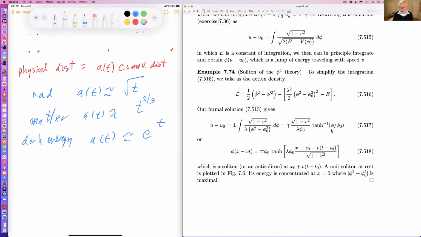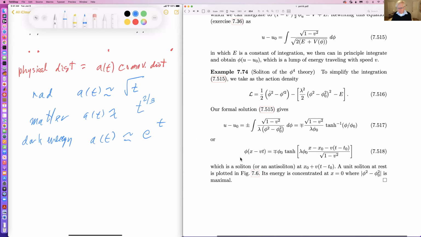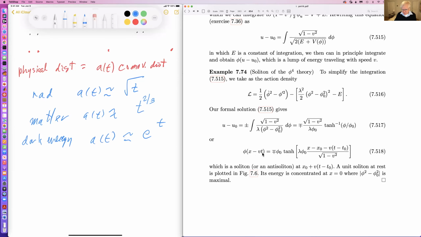And since it's an inverse function, well, we multiply both sides by lambda phi 0, and we just take the hyperbolic tangent of both sides, and we get that the field of u, being x minus vt, is minus or plus phi 0 times the hyperbolic tangent of lambda phi 0 times this u variable, u minus u0, basically, over the square root of 1 minus v squared. And these things have been called solitons or anti-solitons. And it's a soliton that is moving along with speed v.